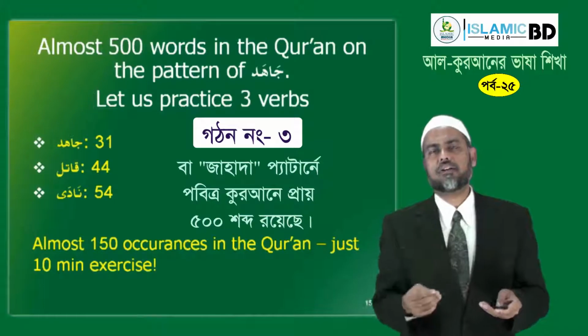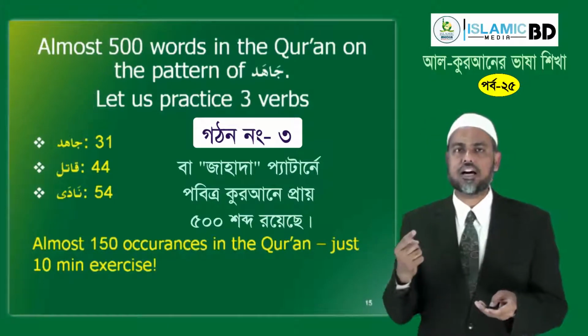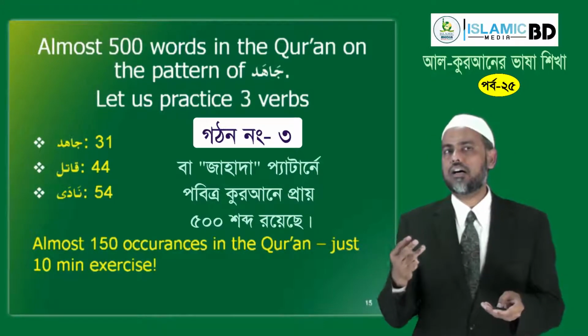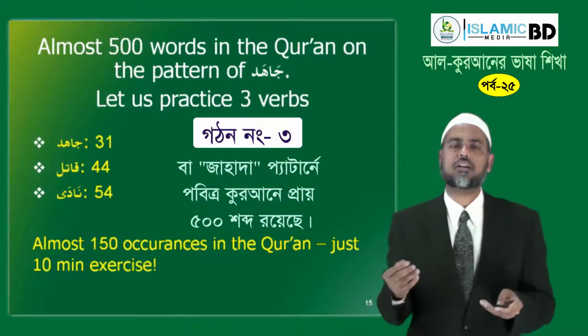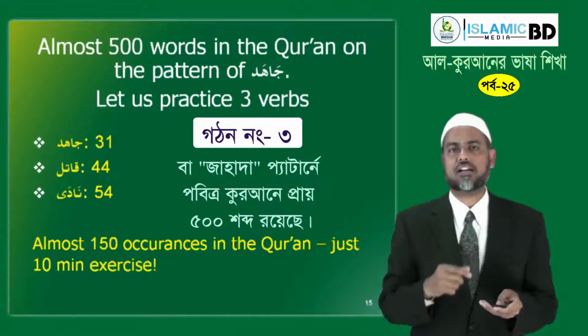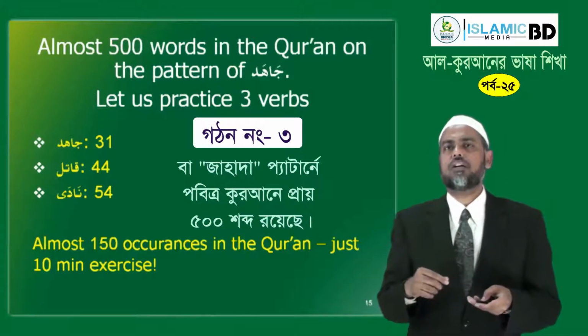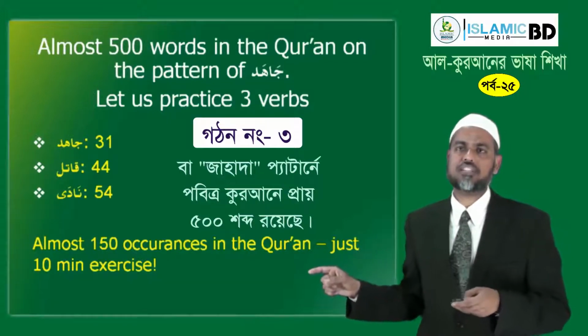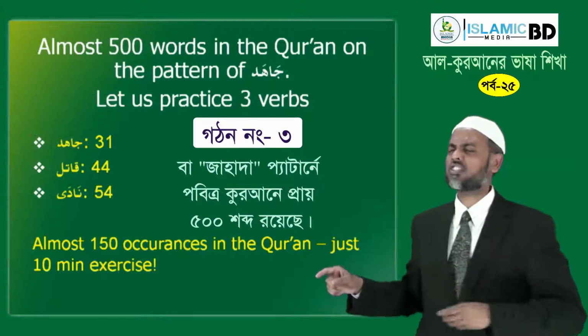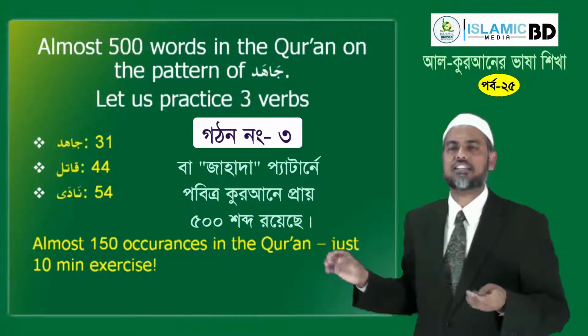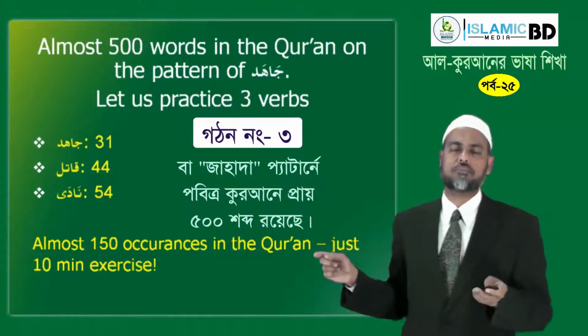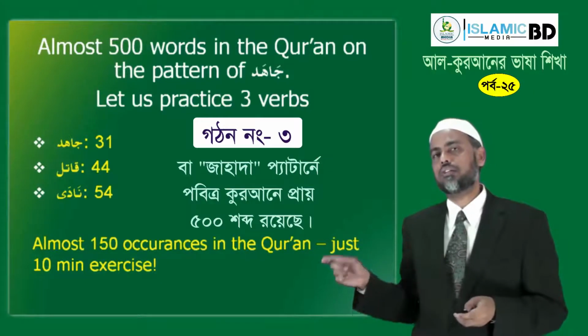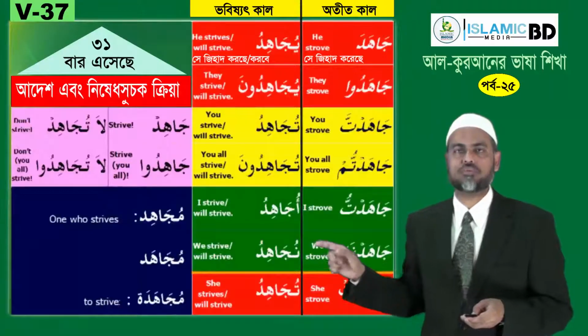Let's take 3 of them, 3 verbs like jahada, qatala, nada. Together they occur almost 150 times in the Quran. So let us start. By the way, jahada means he strove, he struggled, he did his best, he tried his utmost. That's what is jahada, that's what is jihad. Okay, so jahada means he strove.